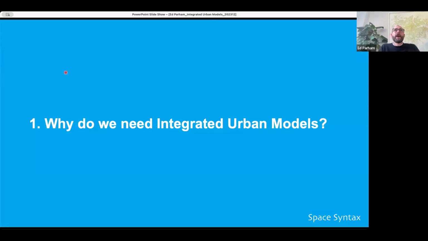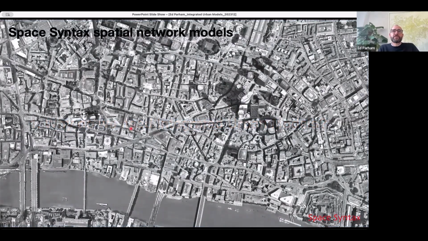So the starting point is space syntax, and I'm not sure how much people know about space syntax. My assumption before was that people would have heard of space syntax spatial network models, but I was going to do a really quick recap just to make sure that people had the same starting point, and then we can talk about how integrated models are different.